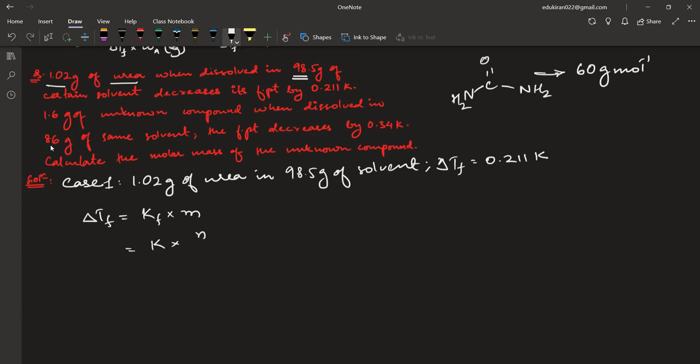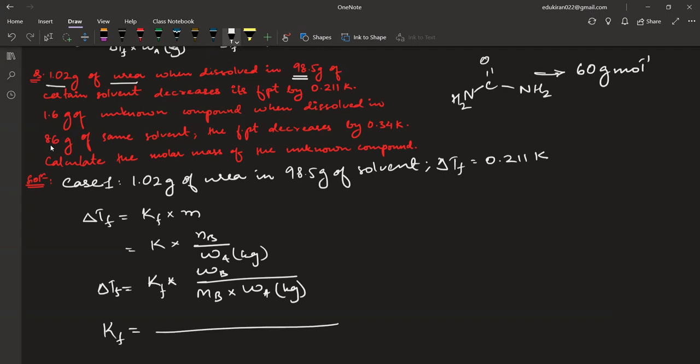KF into NB upon WA in kg. Then we can write this as KF into WB upon MB into WA in kg. Delta TF is here. Now we can write KF equal to delta TF into the molar mass of solute into the mass of solvent in kg, divided by the mass of solute that has been added. Yes or no? So from here, can we calculate the KF? Correct. Yes, and then we can plug in.